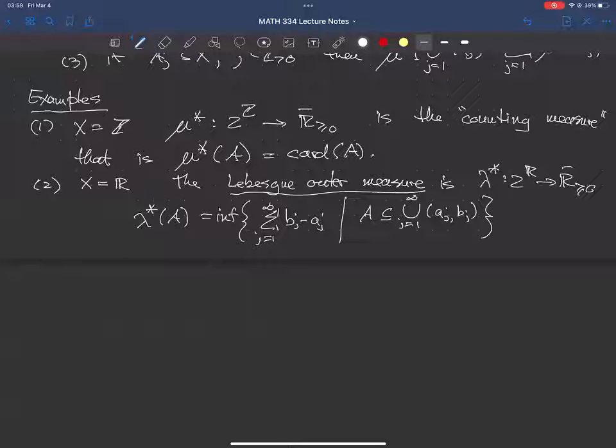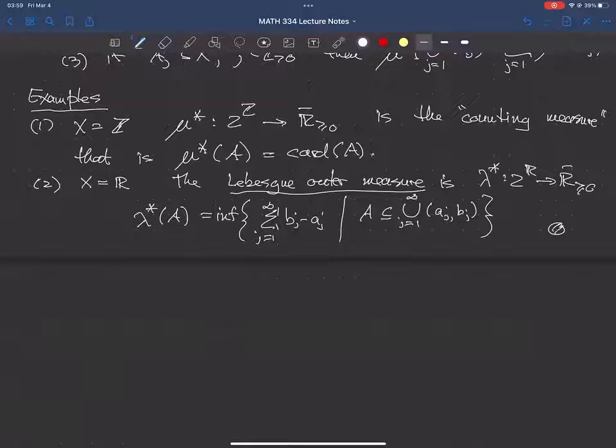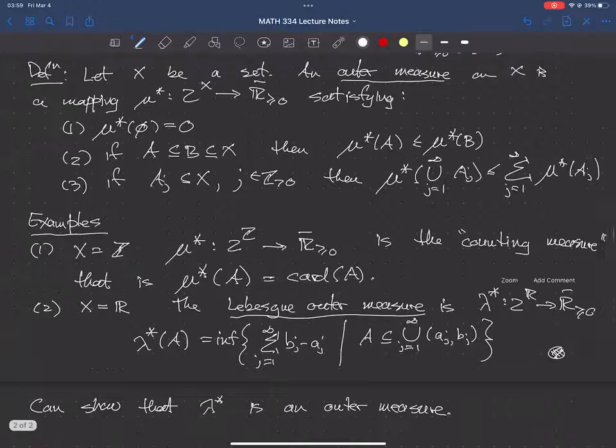So there's a couple of examples of outer measures. It's very much not clear that the Lebesgue outer measure is an outer measure, but you can prove that it is. I would describe the proof of that fact as direct, meaning you just go ahead and verify all these things using the definition.